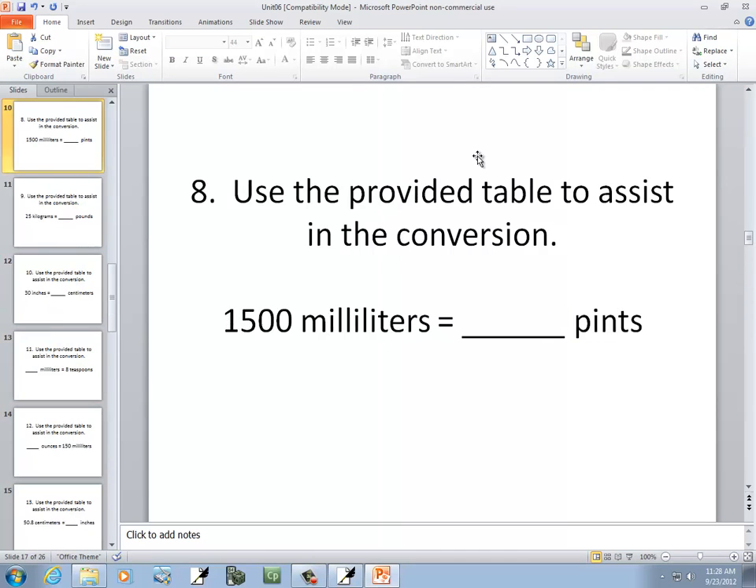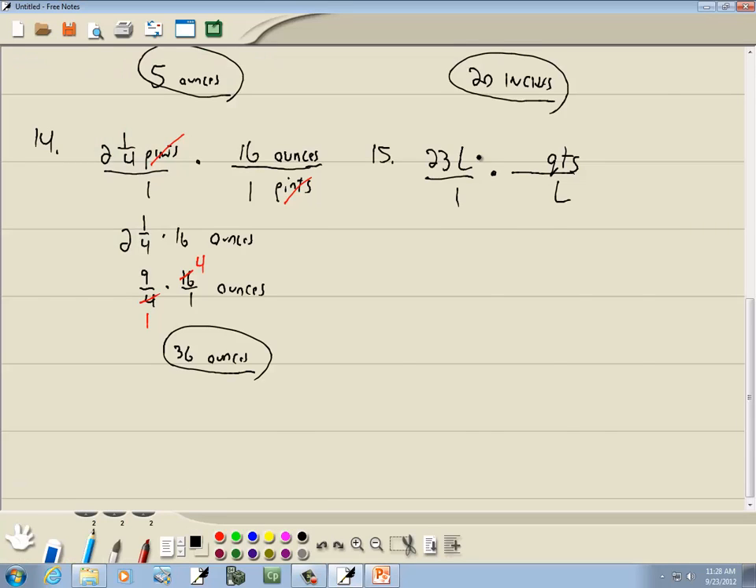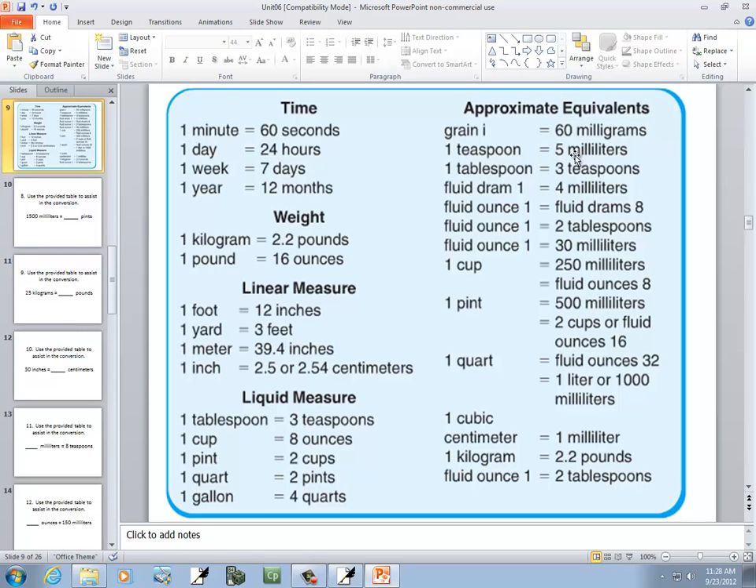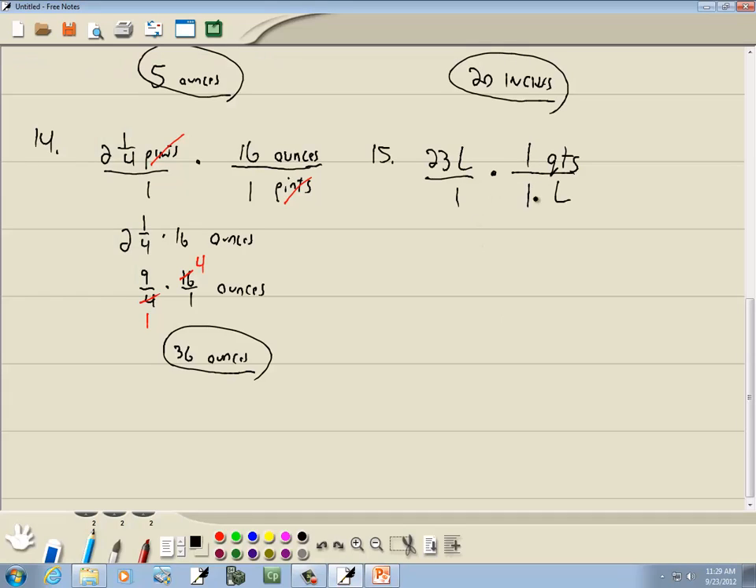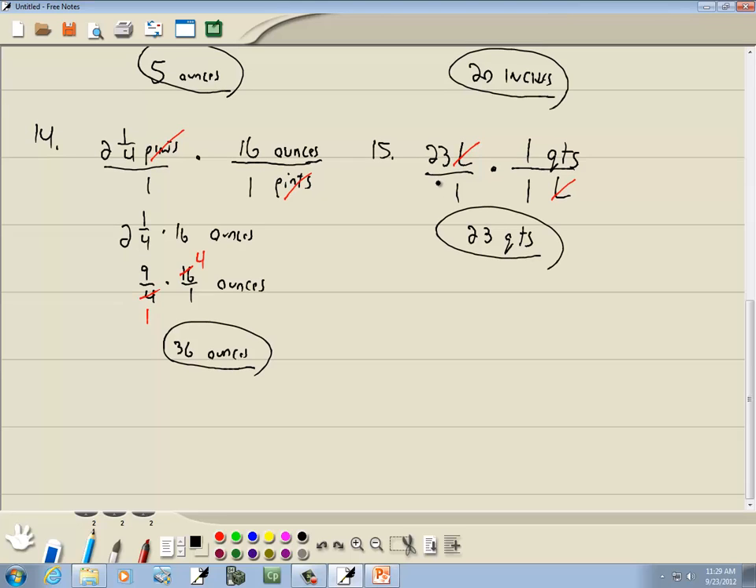Let's see what we got. Something ties liters and quarts. It says 1 quart is 1 liter. Okay, well, that's easy. 1 liter is 1 quart. So liters cancel here. And then 23 times 1 is 23 quarts. Yeah, let me save that.